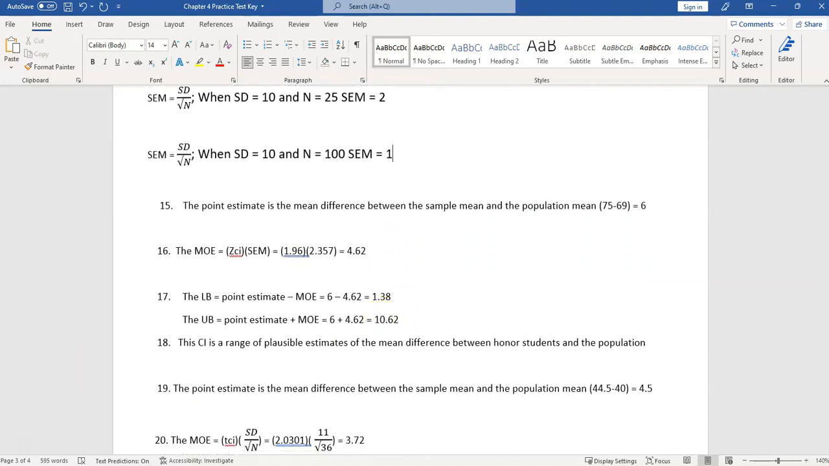Okay, now 15. 15 is asking you to find the point estimate when you are given the certain values here. Well, the point estimate is the difference between the sample mean and the population mean. So in this case, it was 75 minus 69, so that gives us 6.